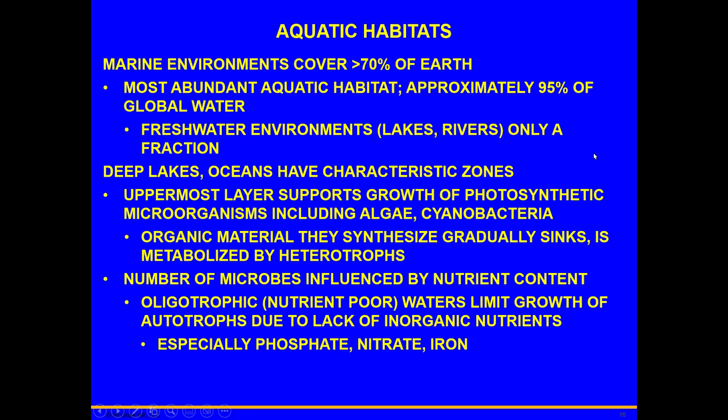When we talk about marine environments, well, water covers about two-thirds of the planet, or actually a little bit more than that, about 70% of the Earth. The most abundant aquatic habitat, well, that'll be approximately 95% of the global water. Now, of course, this includes freshwater as well as ocean, so that would be seawater. Let's talk about freshwater first. When we talk about the environments there, you talk about lakes, rivers, and yet they're only a fraction of the aquatic habitat. Deep lakes, oceans have characteristic zones. The upper zone layer may contain growth of photosynthetic microorganisms, including algae and cyanobacteria. So basically, oxygen is going to be much richer in the upper zones of these water bodies.